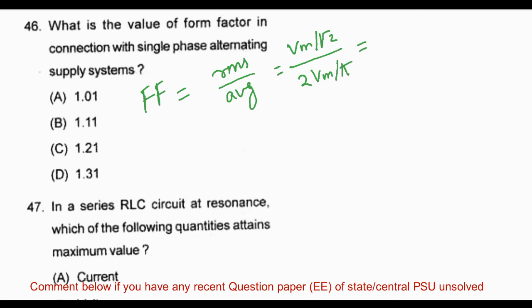So this is not considered generally. Half wave is generally considered for the form factor calculation. So now this will be pi by 2 root 2 and the value is 1.11, and this is well known. All of the students know that the form factor of the supply system is 1.11. So here is the answer.